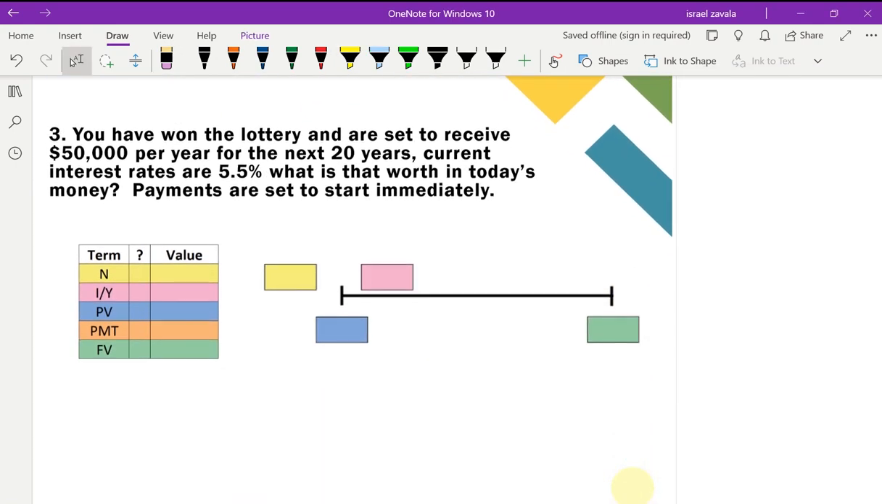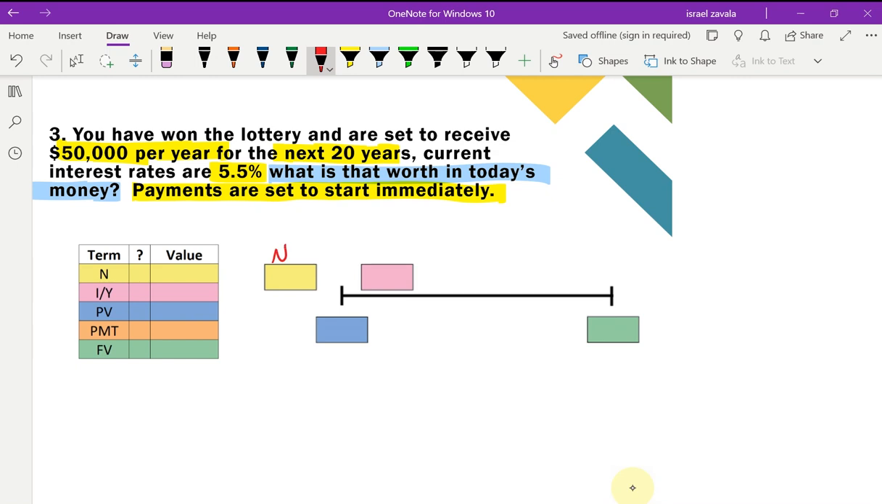So question number 3, you have won the lottery and are set to receive $50,000 per year for the next 20 years. Current interest rates are 5.5%. What is that worth in today's money? All right, so here's a question. What is that worth in today's money? And then it's giving us a little bit of payments are set to start immediately, right? That's what tells me it's an annuity due.